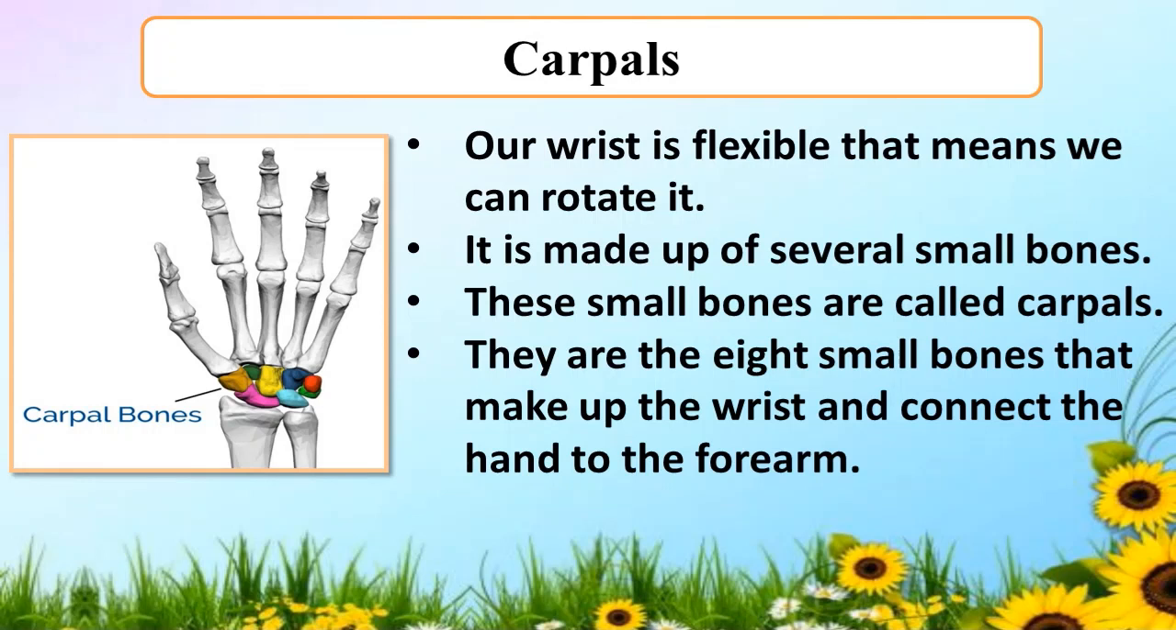Students, we know our wrist is flexible. That means we can rotate it. It is made up of several small bones. These small bones are called carpals. They are the 8 small bones that make up the wrist and connect the hand to the forearm.